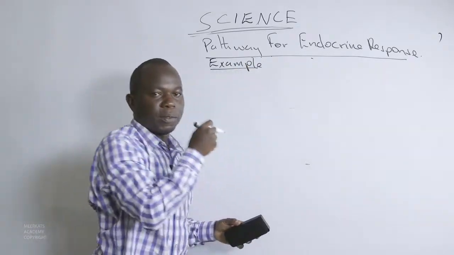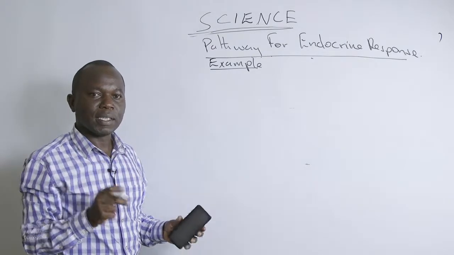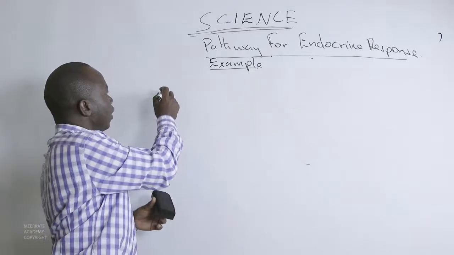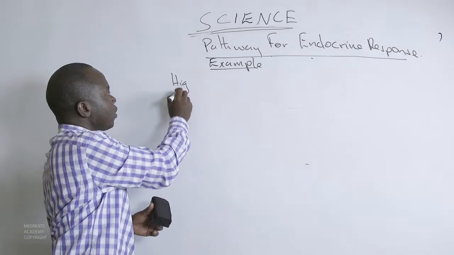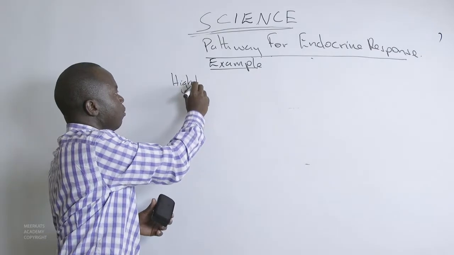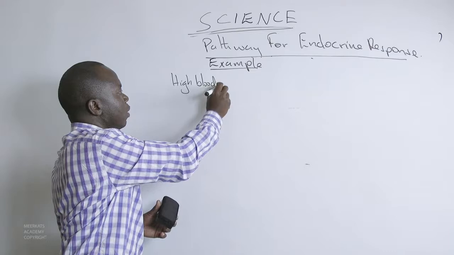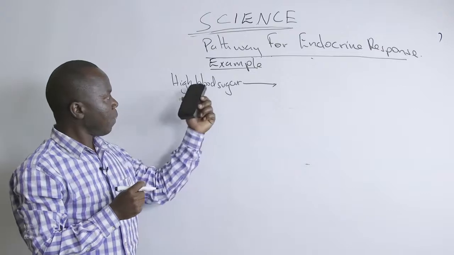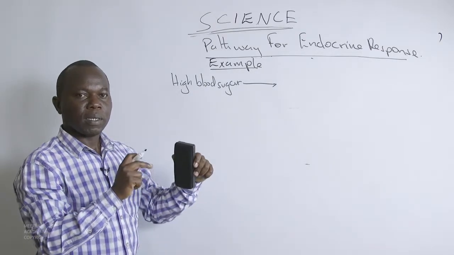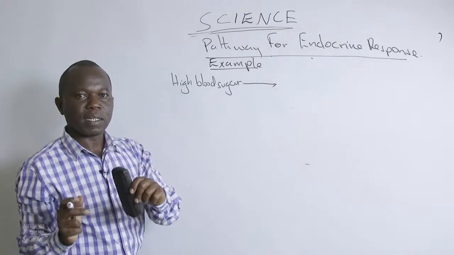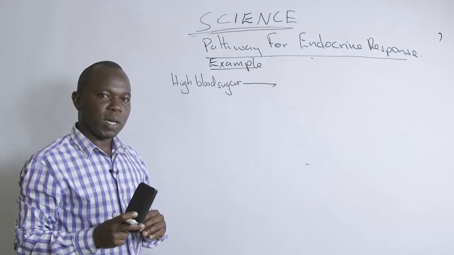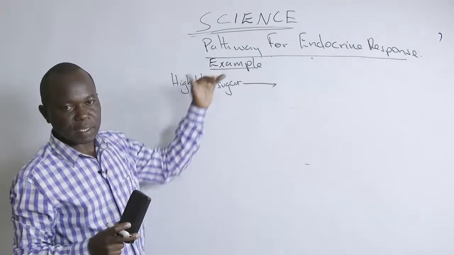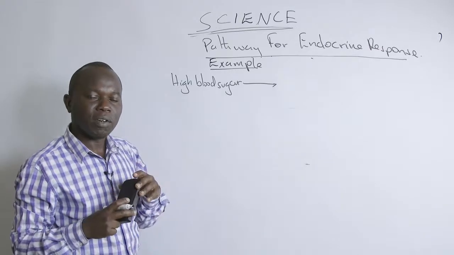So example of that pathway is this. Our stimulus, let us say there is high blood sugar, high glucose. That is a change in the environment. That is a stimulus. High blood sugar. This is a normal one: 70 milligrams to 100 milligrams of sugar in 100 millilitres of blood. That's the normal one. But above that, it becomes a change in the internal environment.